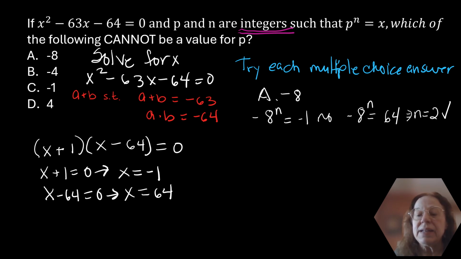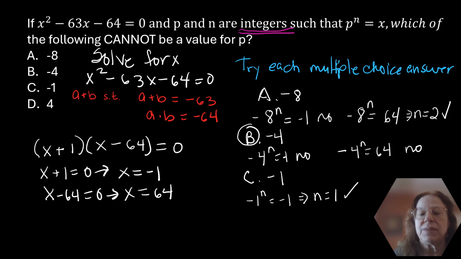Minus 8 to the n equals 64. Well, if n is 2, minus 8 times minus 8 is positive 64. So negative 8 squared is 64. So that works. So we're looking for cannot be a value of p. So a doesn't work.